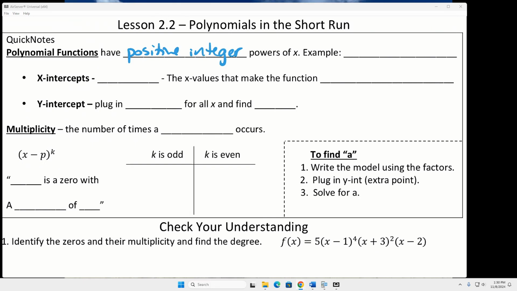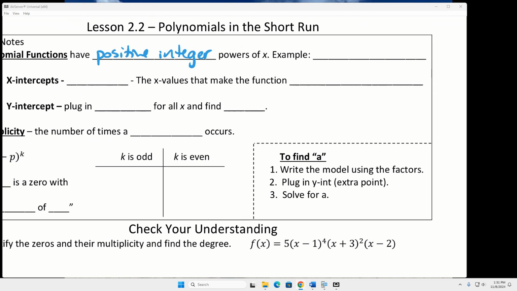Is a fraction an integer? It is not. A decimal is not an integer, so it has to be a whole number. An integer is going to be the whole numbers, like 0, 1, 2, 3, 4, 5, and their opposites, the negative versions of all of them. But for polynomial functions, we only want the positive integers. So an example of a polynomial function would be f of x equals 4x to the 5th plus 3x squared plus 2x minus 1. All those exponents are positive and they're integers.